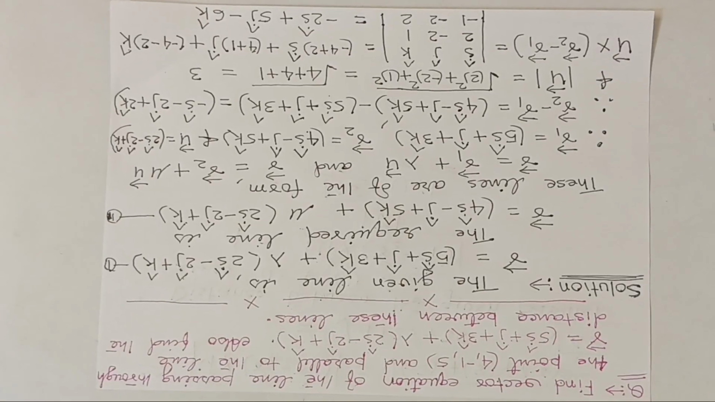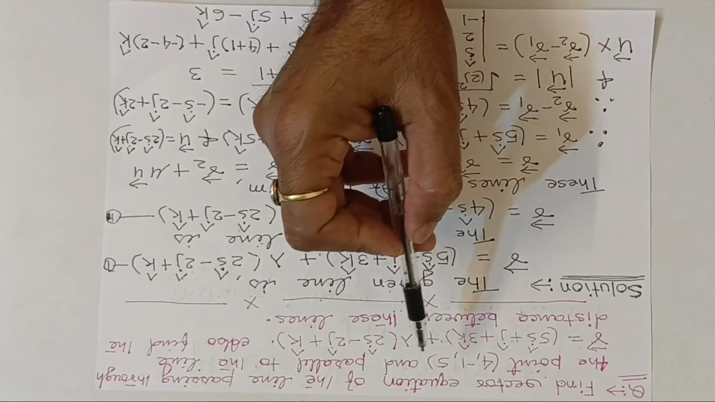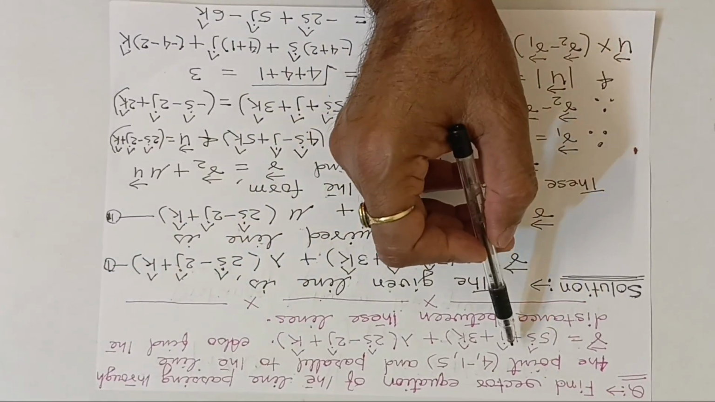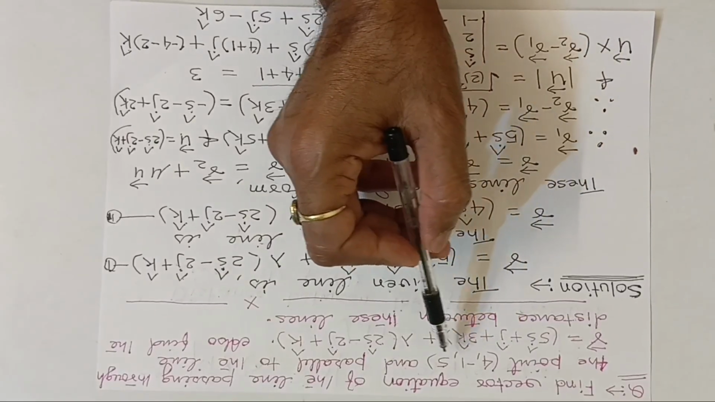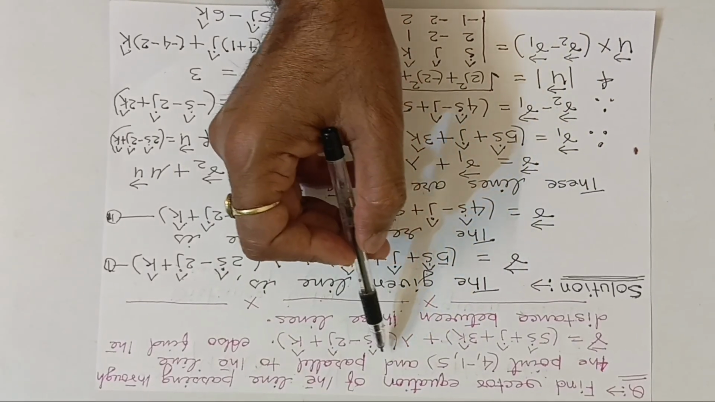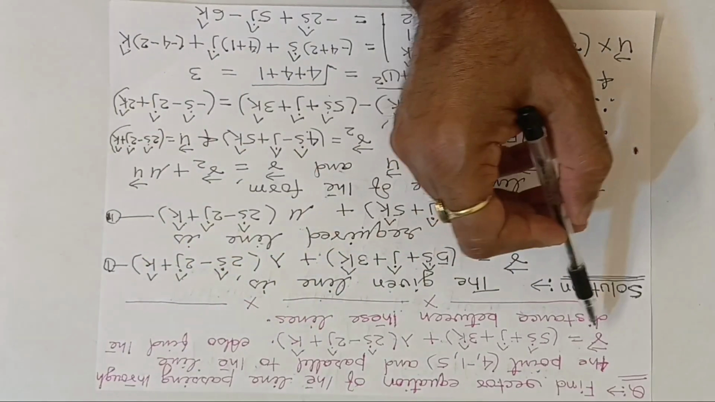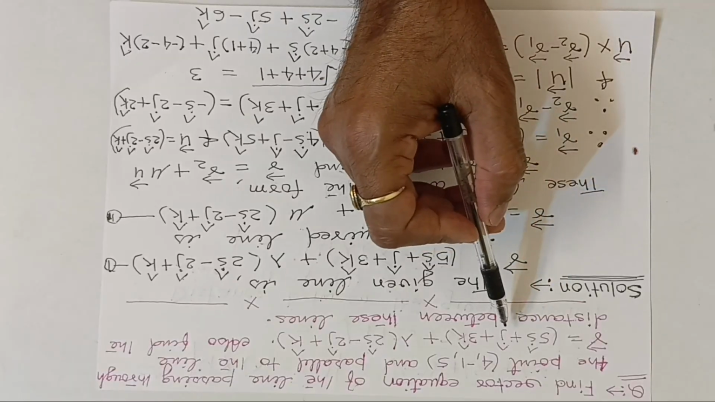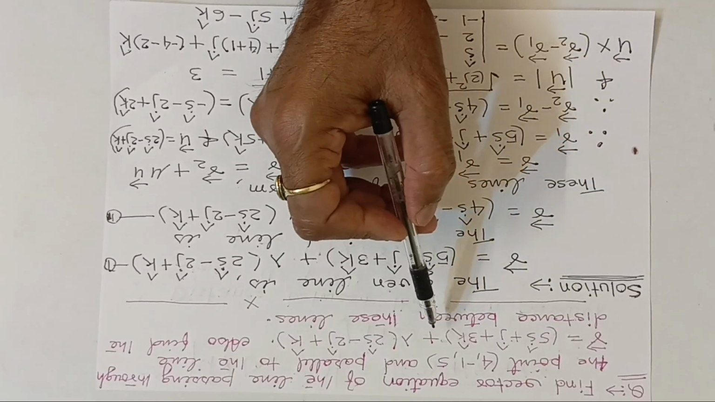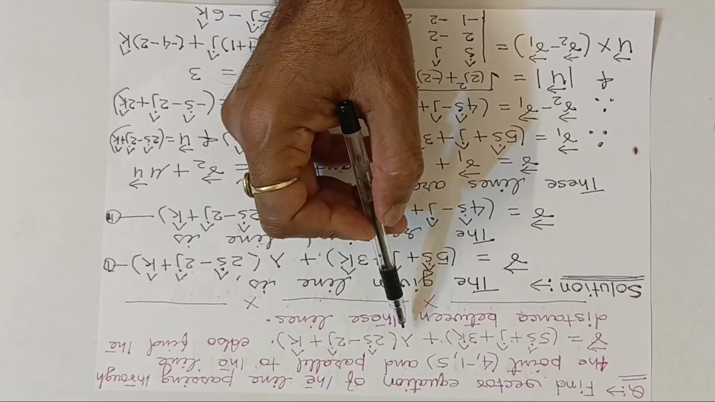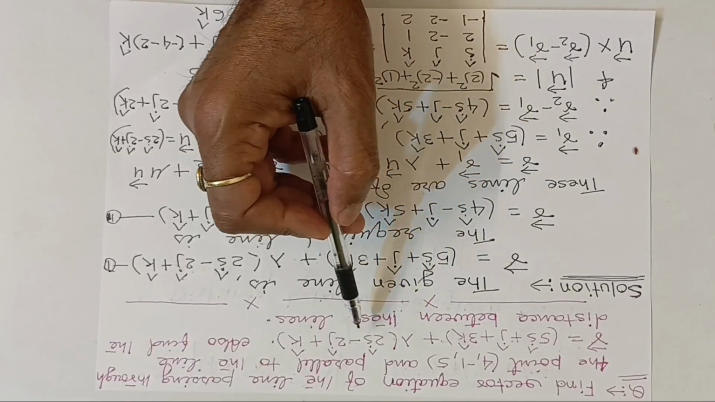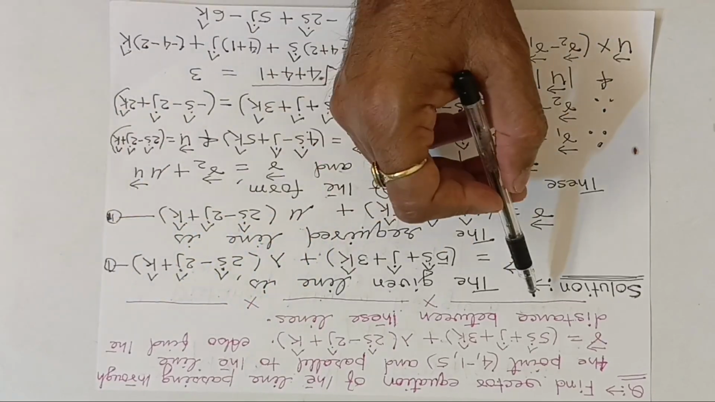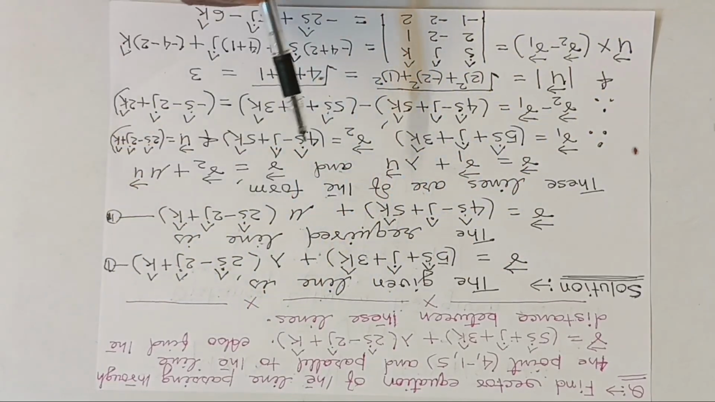The question is: find the vector equation of the line passing through the point (4, -1, 5) and parallel to the line vector r = 5i + j + 3k + lambda (2i - 2j + k). Also find the distance between these lines.